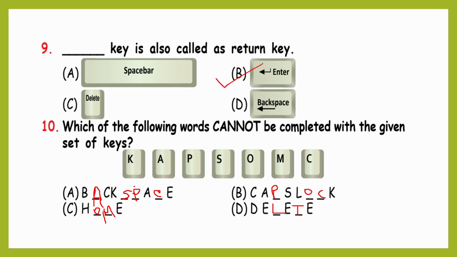See, we have given options as backspace, caps lock, home, delete. Which key cannot be completed with a given set of keys? Option D, delete. Why? L and T keys are not there to form word delete. So, option D is the correct answer.